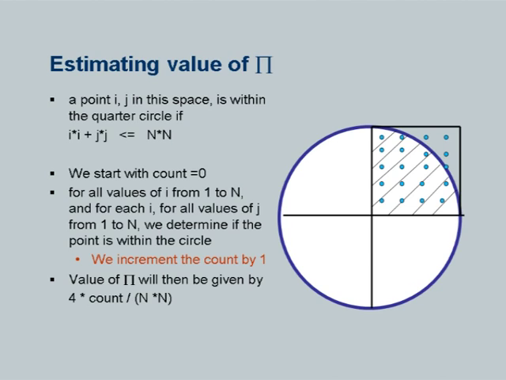At the end of this simple iterative process, we will have determined the value of pi, which will be given by 4 times the count divided by n into n. So you can see that estimation of pi, which could otherwise appear to be a fairly complex issue, can be done rather simplistically by using iterative computations.